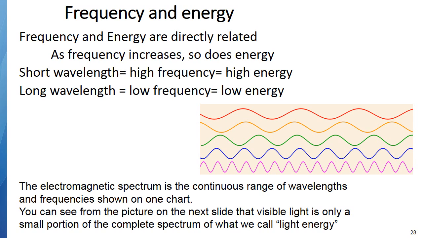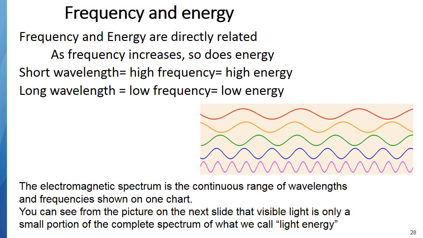So again, looking at our spectrum, the red, which is the longest wavelength, has the lowest frequency and therefore the lowest energy. The violet has the highest energy because it has the highest frequency and the shortest wavelength.